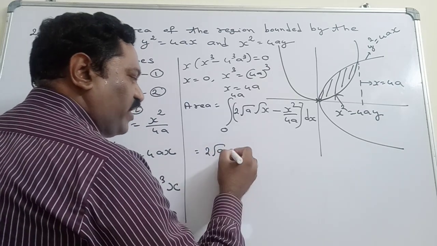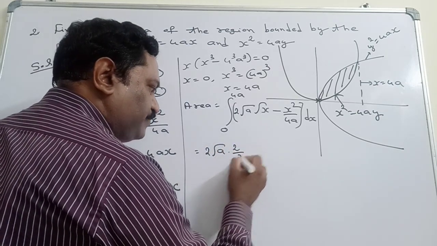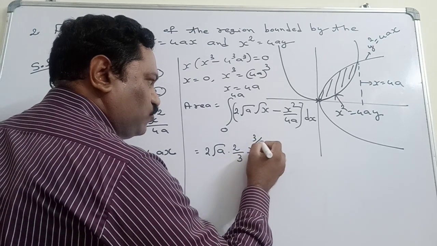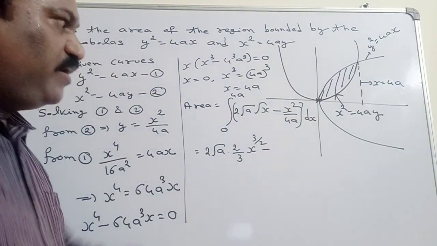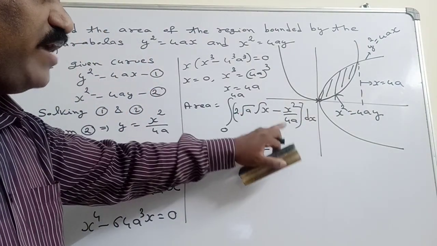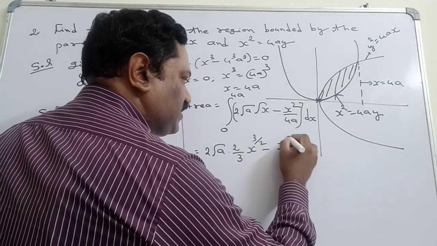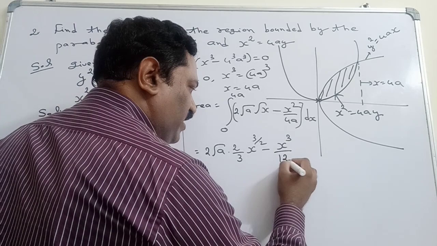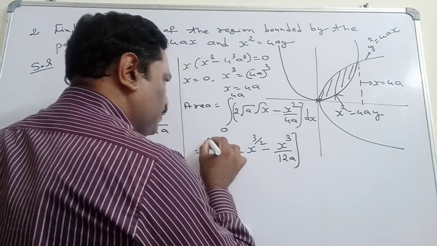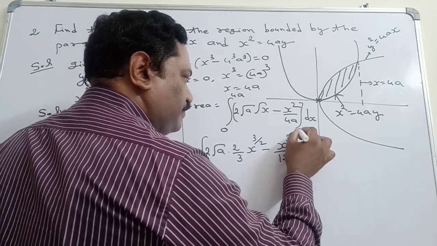And the integral of root x is 2 by 3 x power 3 by 2, minus the integral of x square dx, which is x cube by 3. Already 4a is there, 3 into 4 is 12a, so it is x cube upon 12a. Then we will keep the limits from 0 to 4a.